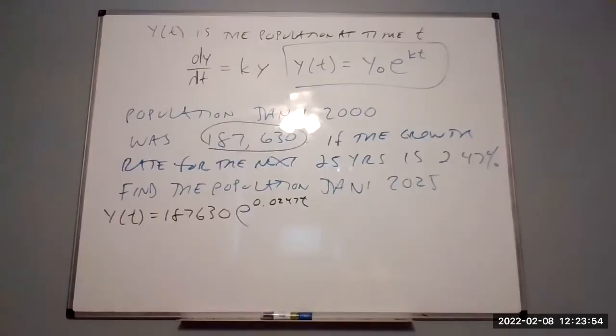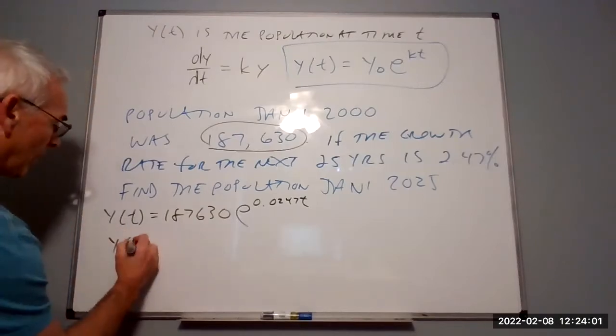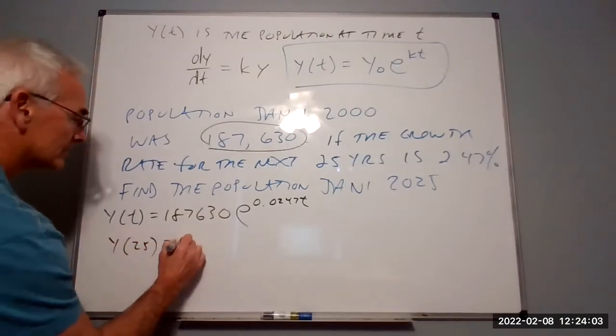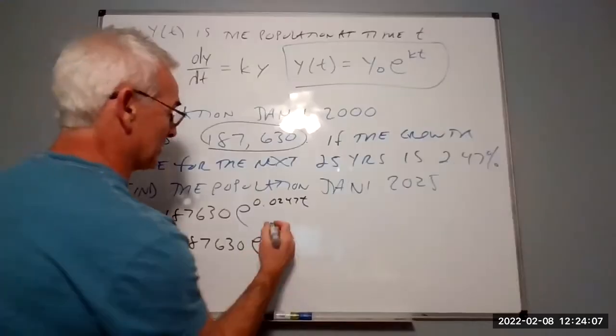0.0247. Yeah, don't say 2.47. That would mean we're growing over 200% per year. Now, I want y of 25. Maybe if we're doing bacteria, we could do that. Bacteria might grow that fast.